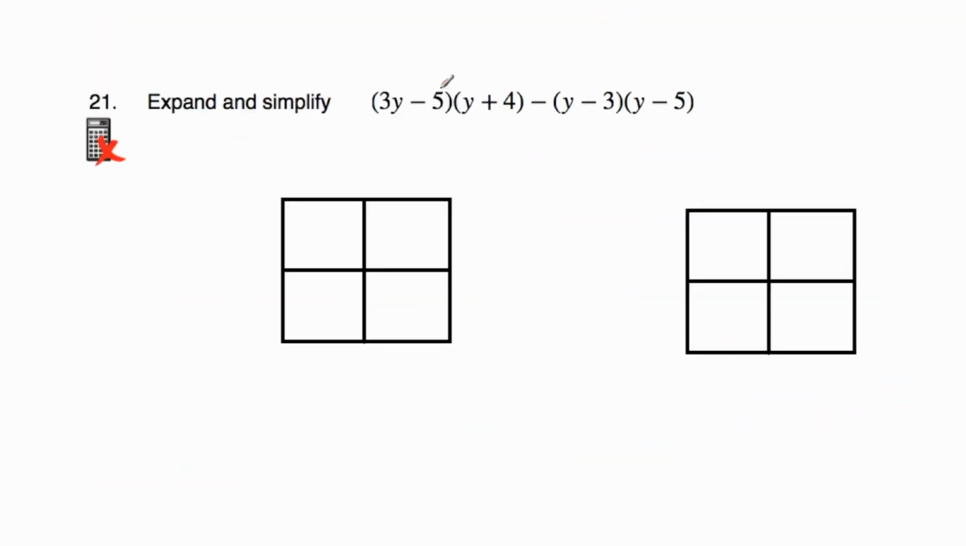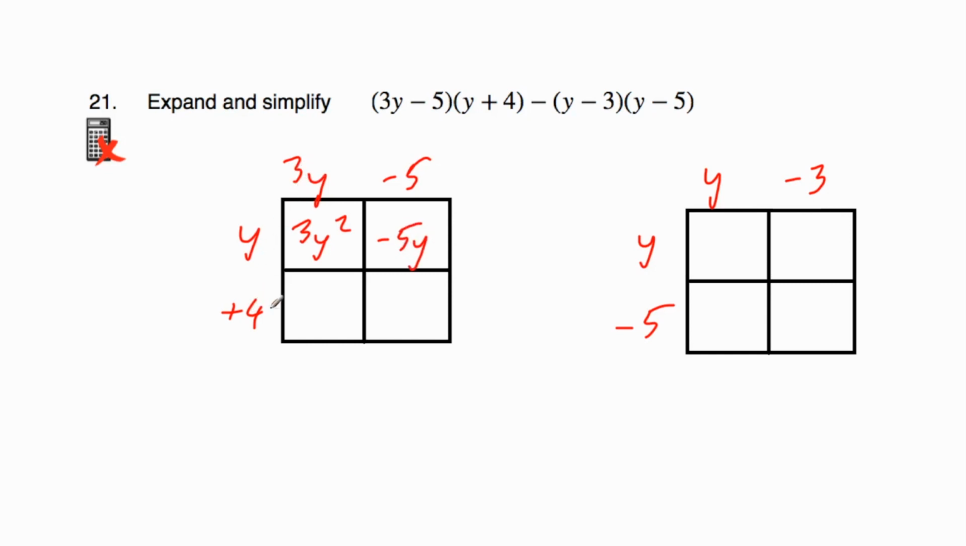Okay, question number 21. So in question 21, we've been asked to expand and simplify (3y minus 5)(y plus 4), and then we've got minus (y minus 3)(y minus 5). So let's set that out. 3y minus 5, y plus 4, then our other brackets, y minus 3, and then y minus 5. So let's fill in our grids and see what we get. So 3y times y would be 3y squared. Y times minus 5 would be minus 5y.